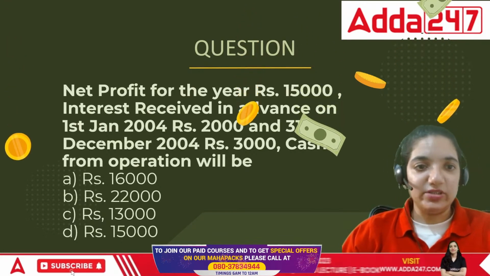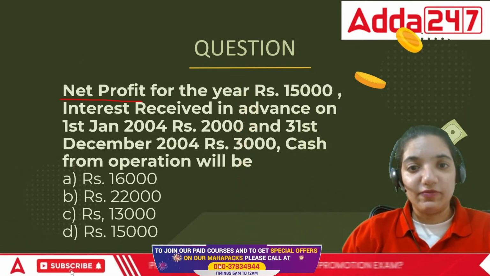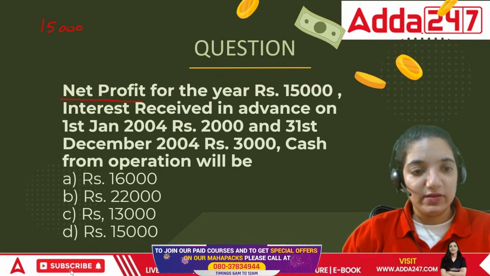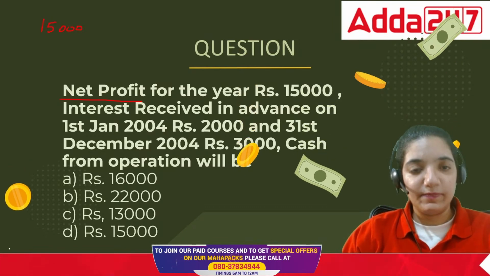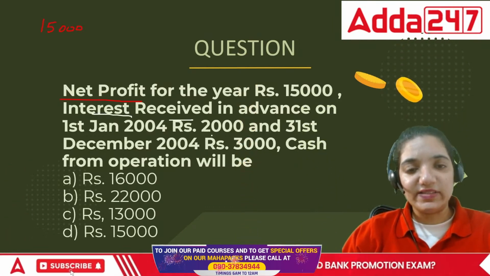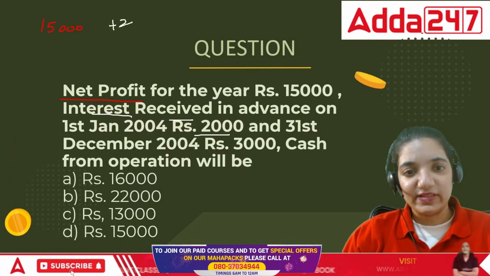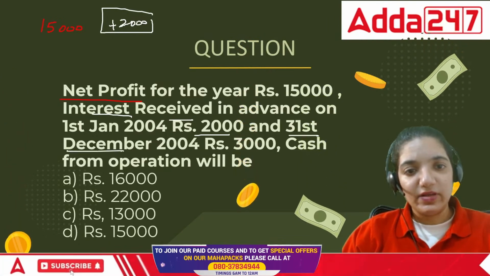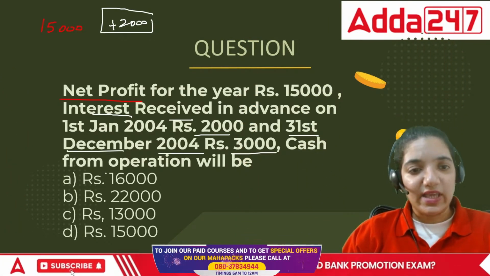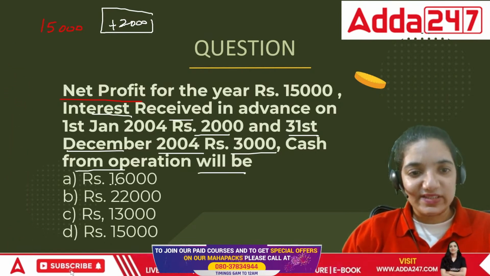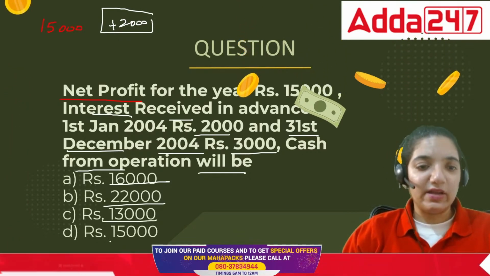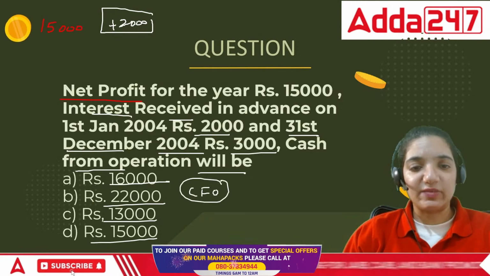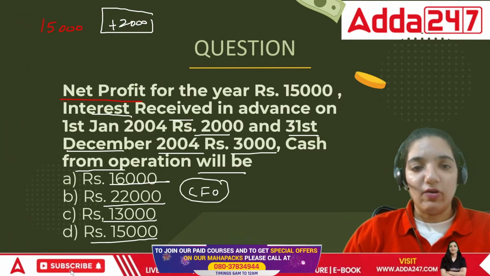Here comes the first question. The first question says the net profit for the year is 15,000 rupees, and interest received in advance, the amount that I've received in advance in 2004 as on 31st December 2004, is 3,000. Cash from operations will be 16,000, 22,000, 13,000 or 15,000. We are looking at cash flow from operations. That means we are looking at the value of these things.